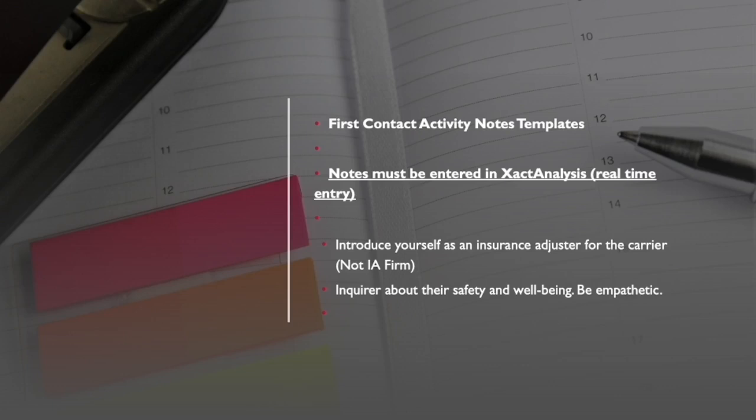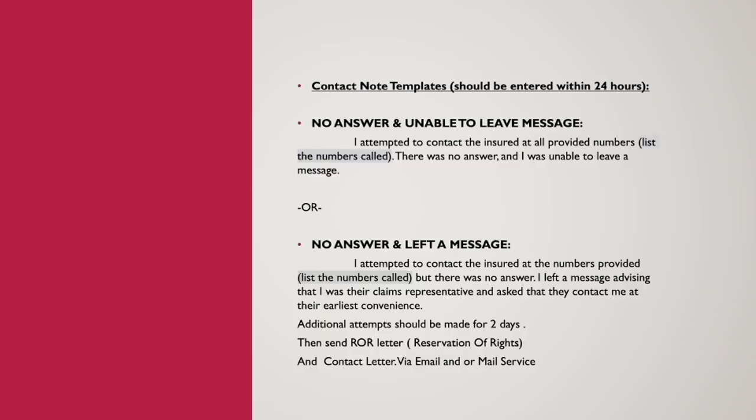One good practice to use when making your quality first contact, especially if this is a catastrophic event, is to inquire about the safety and the well-being of the insured. Remember, you always want to be speaking from the reference of empathy. So be empathetic. Let's not forget the human side of adjusting. Here are some examples of contact note templates that you can use. And remember, you have to make your quality first contact within a 24-hour period.